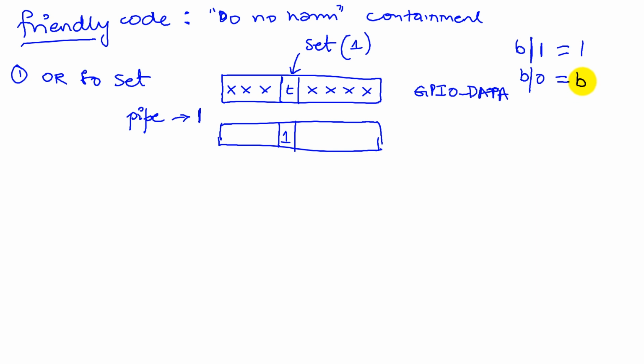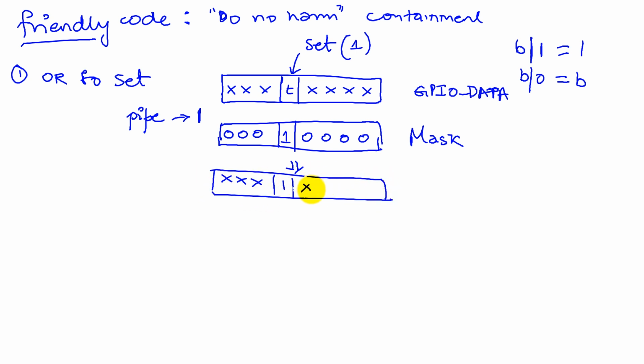So that gives me a hint as to what should be in these other positions in what is called the mask. The mask I'm going to use is 0001000. So as a result of performing this operation, I will have these bits untouched, whereas the bit that I want to set will become a 1, and the rest of the bits will remain intact. So an OR operation done this way is a friendly way of manipulating bits.